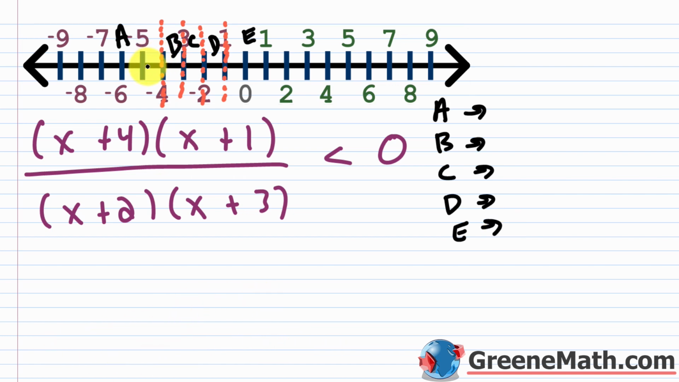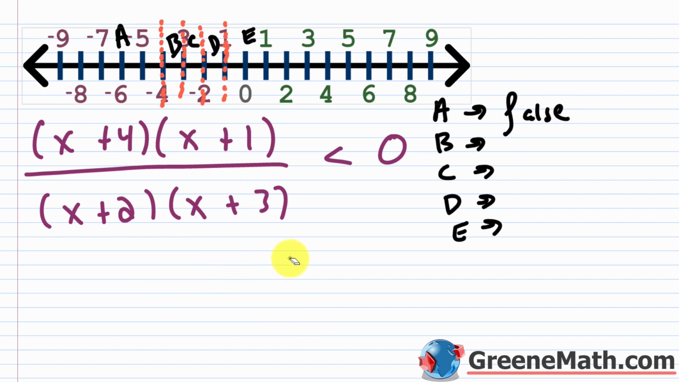Let's start with negative 5 for interval A. So negative 5 plus 4 is going to be negative 1. And then negative 5 plus 1 is going to be negative 4. So this is positive 4 up here in the numerator. Down here, if you had negative 5 plus 2, that's negative 3. And then negative 5 plus 3 is going to be negative 2. So you can just say this cancels with this, and you have a 2 up here. Negative times negative is positive. So basically you have 2/3 there. Okay, so this is 2/3. Now, is 2/3 less than 0? No, right? A positive is not less than 0. So this is going to be false.